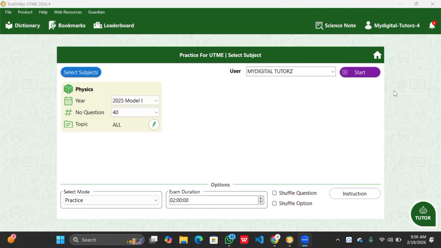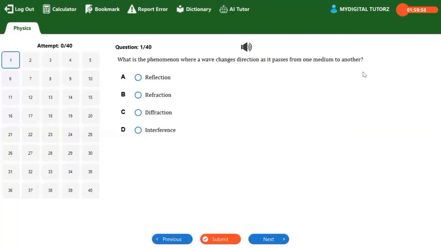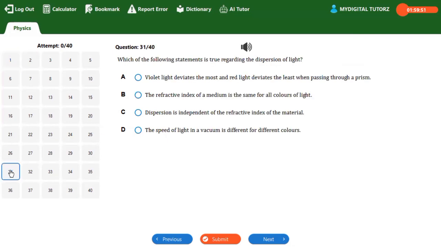Here is day 4 in our ongoing JAMB practice on physics, and we have been on this particular question, which is a 2025 past question. In our last class, we solved from question 21 down to 30, and today we're going to start from question 31. I hope we are together.